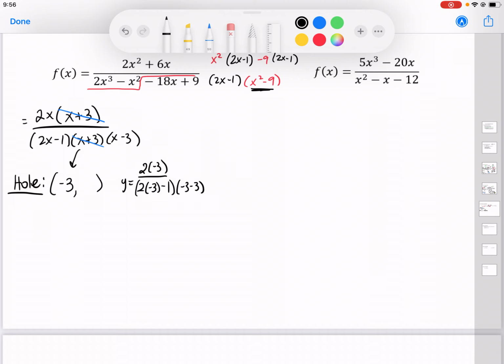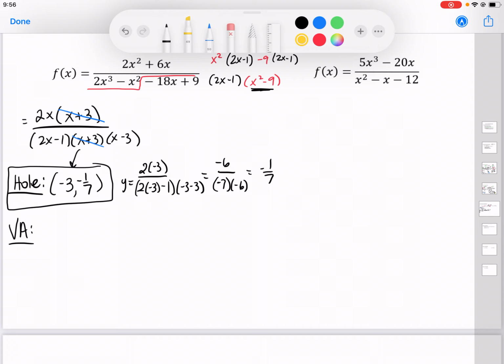Negative 3 minus 3. So 2 times negative 3 is negative 6. Negative 7 times negative 6. Those actually end up canceling out, so you get negative 1/7. And there's your hole.